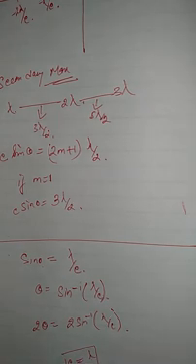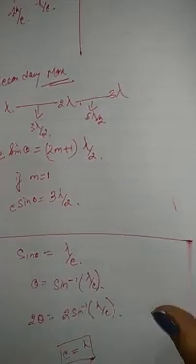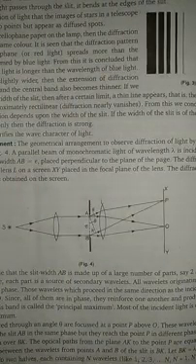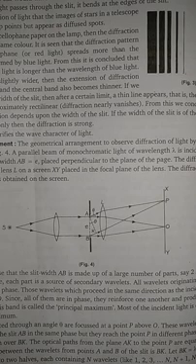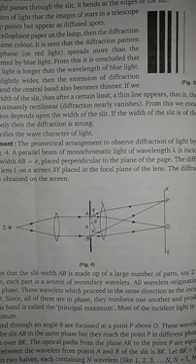With that, the chapter is over. There's not much in this chapter, just a diffraction pattern and a few equations. The derivation part is also not there. Just remember the equations, the diffraction pattern, and the difference between diffraction and interference.